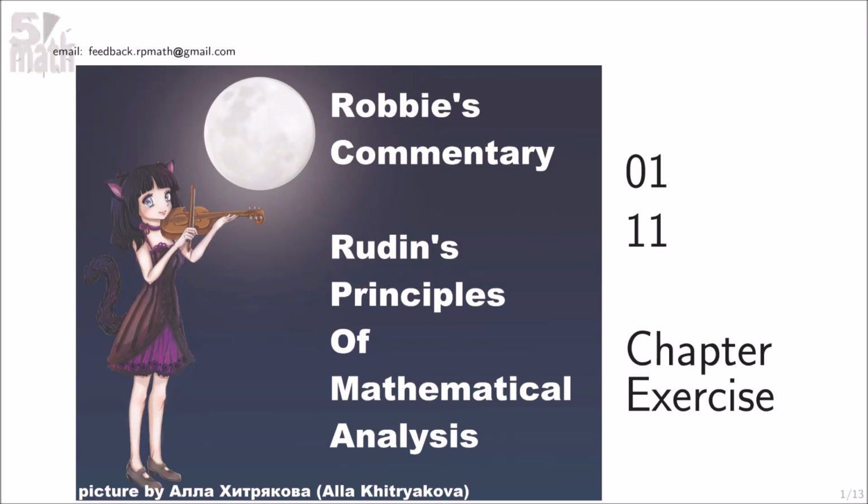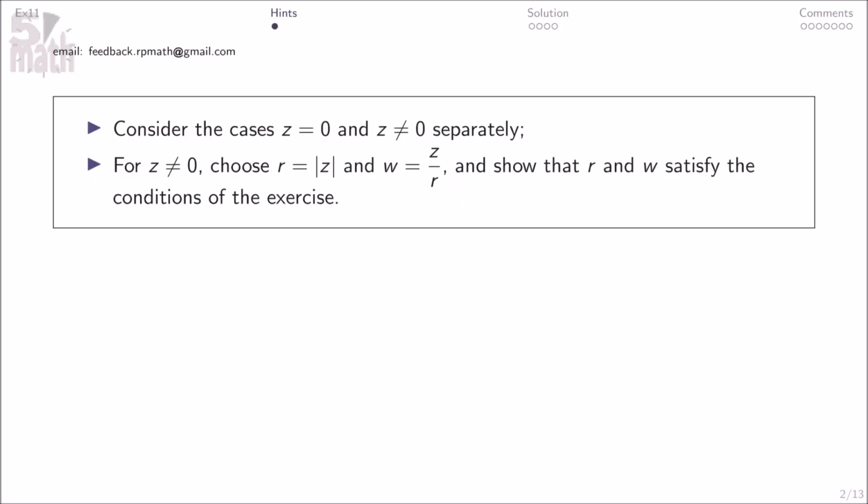Chapter 1, Exercise 11. Consider the cases z equals 0 and z doesn't equal 0 separately. For z doesn't equal 0, choose r equals absolute value z and w equals z over r, and show that r and w satisfy the conditions of the exercise.